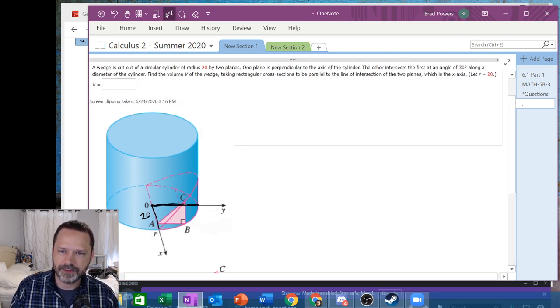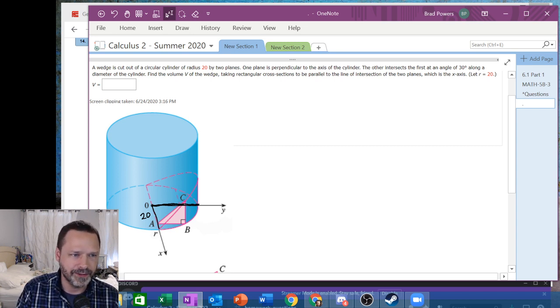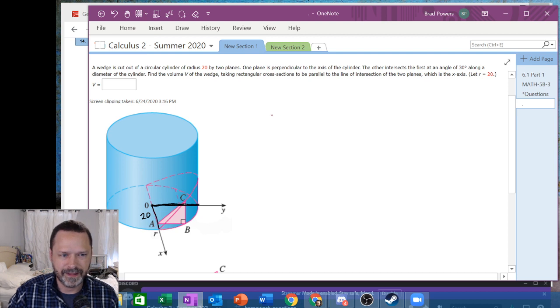The other intersects at angle 30 along a diameter of the cylinder. Find the volume V of the wedge. Take rectangular cross sections. Rectangular. See, just in case you don't know, because apparently I didn't, here would be a rectangular cross section. They look like rectangles.